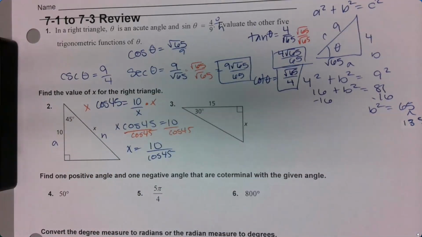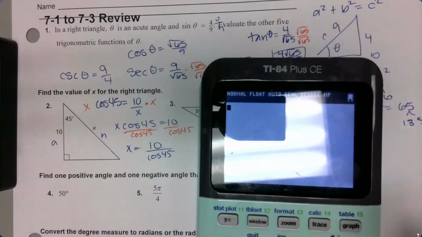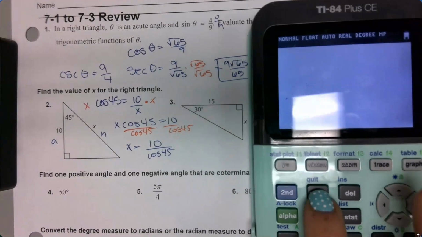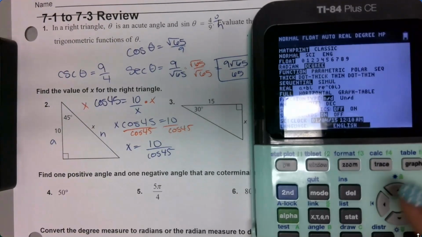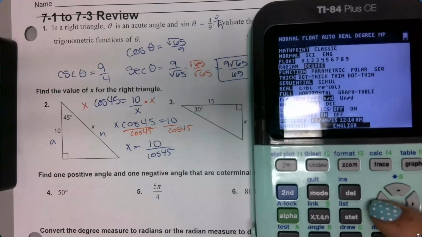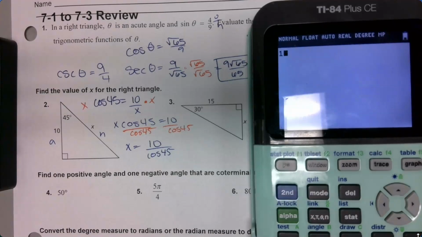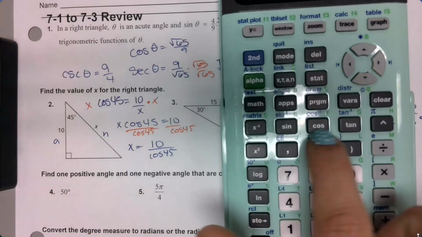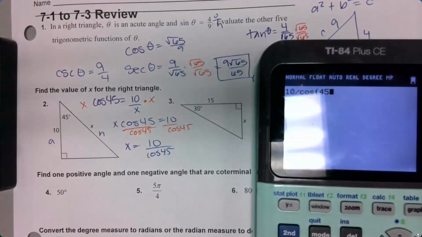Then I want to type this into my calculator. Before I do that, I want to make sure my calculator is in degrees. If I am on a newer calculator, it will tell me up in the top. If I'm on an older calculator, I just have to do this manually. So I go into mode, and then the third or fourth choice, depending on how new your calculator is, is going to say radians or degrees. If it's not flashing degree, you press enter, and then second mode to go back home. When I type this in, I have 10 divided by cosine 45. Remember, your trig functions are buttons right here. So this gives me 14.14.